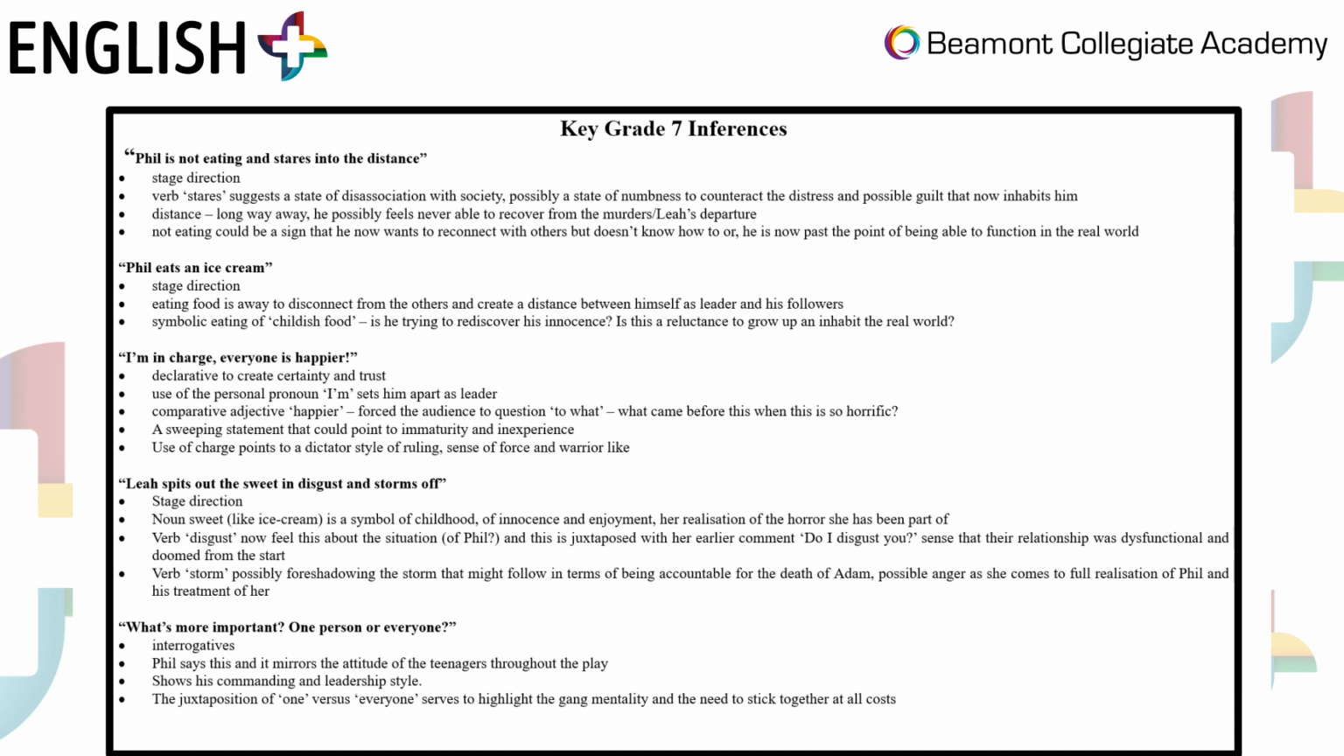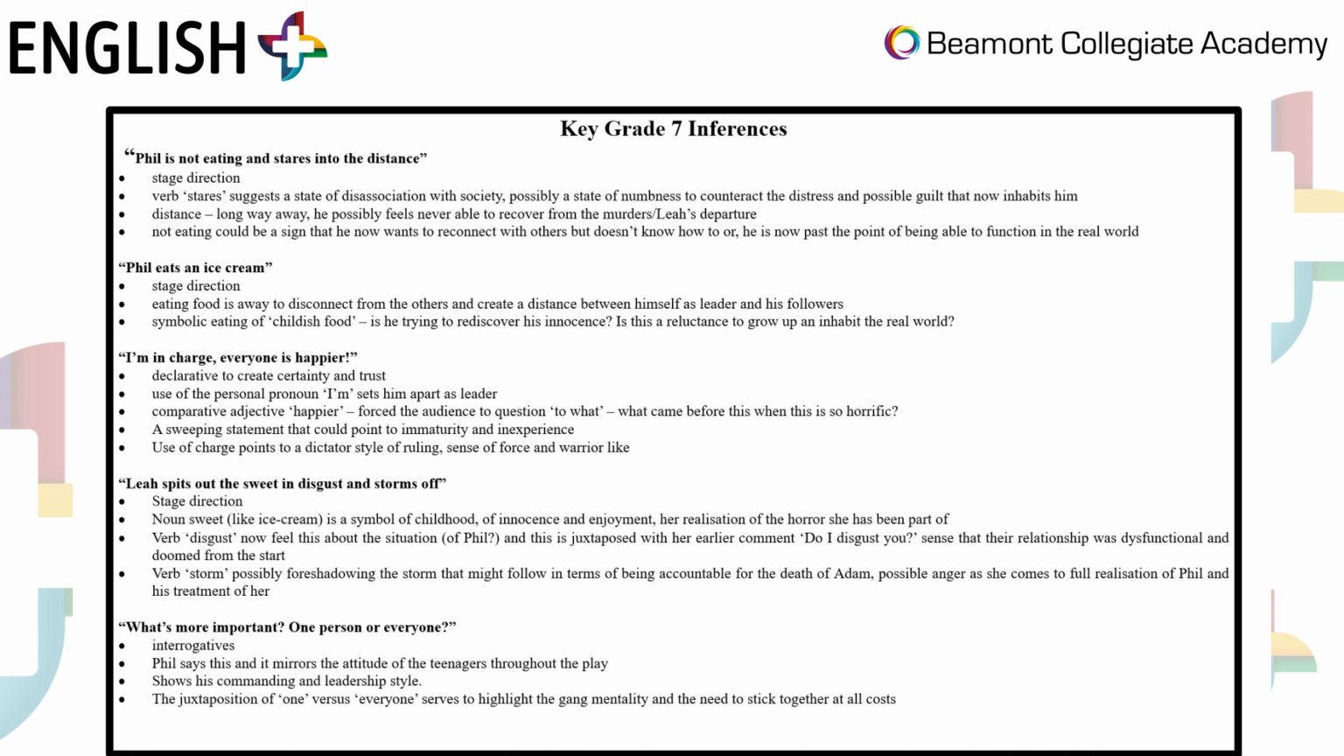But, you know, talk about methods, as in the stage direction. Methods in literature are not just the noun, the adjective, the verb. We're not talking language here. A method is anything the writer's done deliberately. So when Dennis Kelly has the stage direction that Philly's not eating and stares into the distance, we can think about why he's staring, this idea that he's disassociated with society, his possible guilt, numbness around him. The fact that he's looking into the distance there.